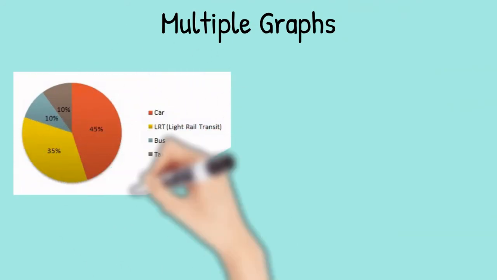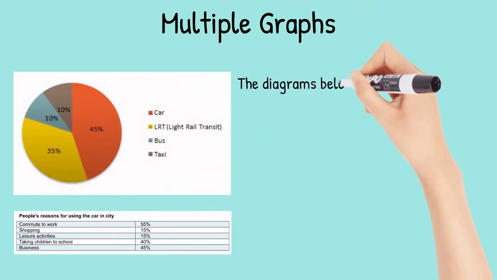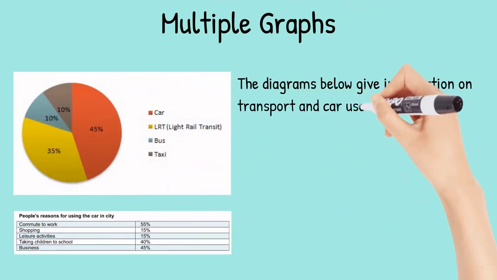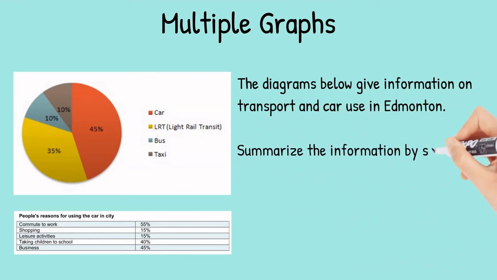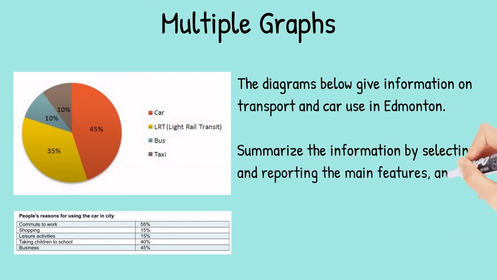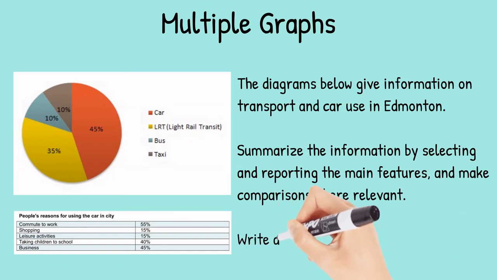Finally, the 7th question type is multiple graphs. Multiple graph questions have more than one type of diagram and are fairly common. They usually include 2 diagrams such as a bar chart and a line graph, or a pie chart and a table, as in the sample question.